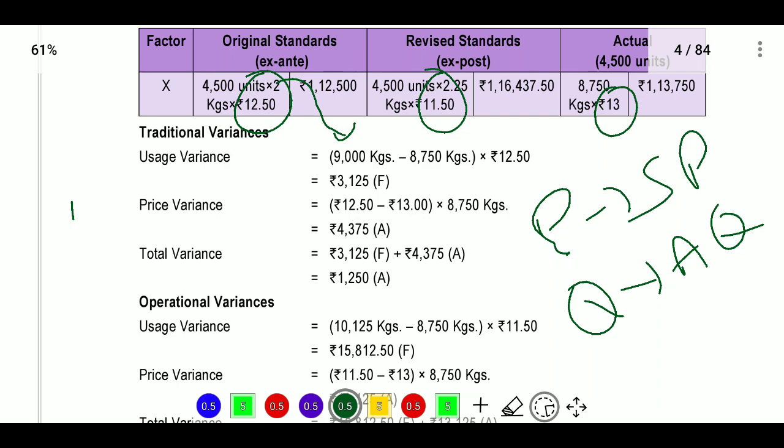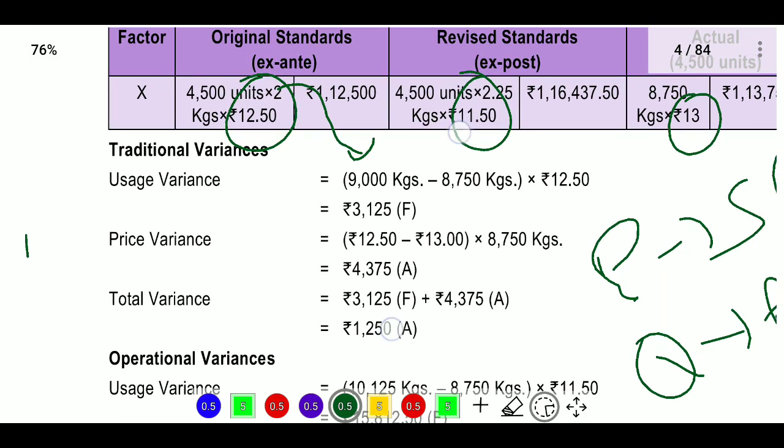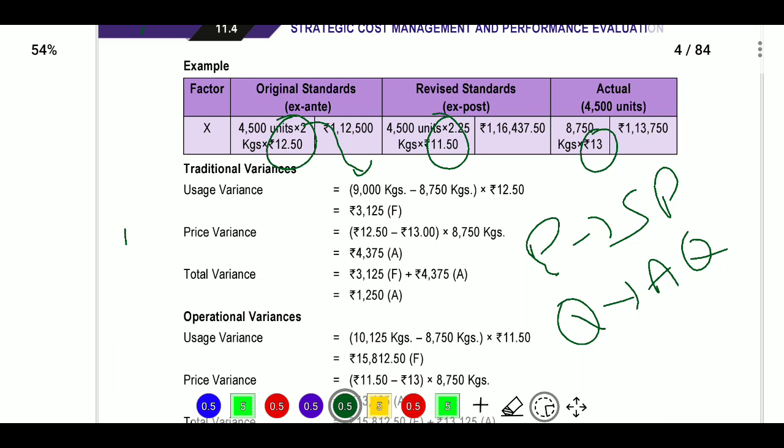Next, we will see why, using usage variance, price variance, and total variance. We have 3 variances. What is the usage variance? It is based on quantity, so we require the quantity difference. For the quantity difference into price, what price will we take? Price means always standard price. The standard price is 12.5, and the quantity difference is 4500 into 2, that is what we estimated, and then actually 8750, into the standard price.